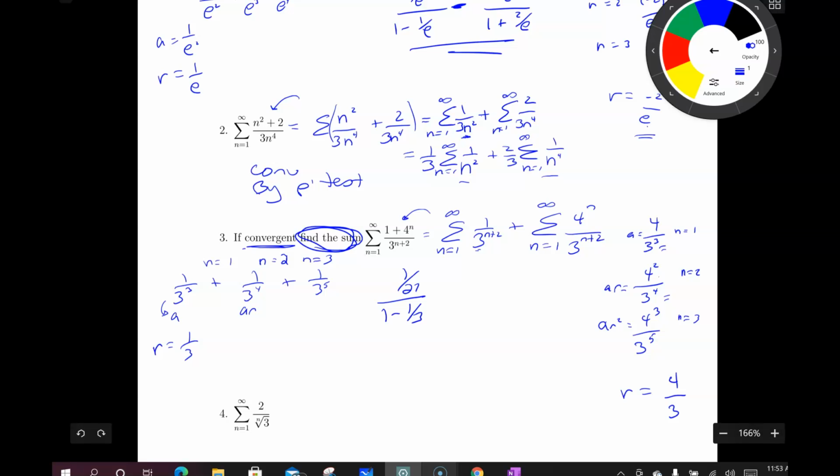4 over 3. Oh no, this r, the absolute value of r is bigger than 1, so this sum diverges. So perhaps I have a sum from this one, but I'm going to be adding on a divergent one, so the whole thing diverges. There's no sum.